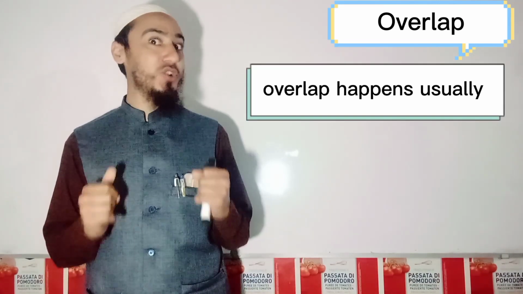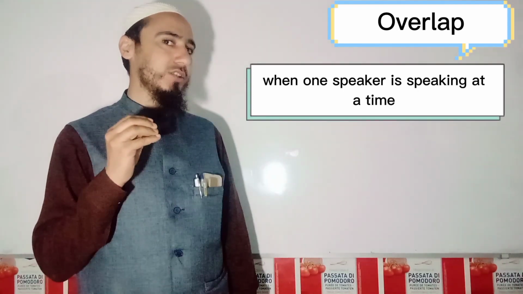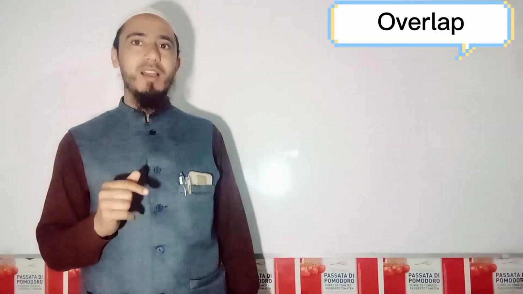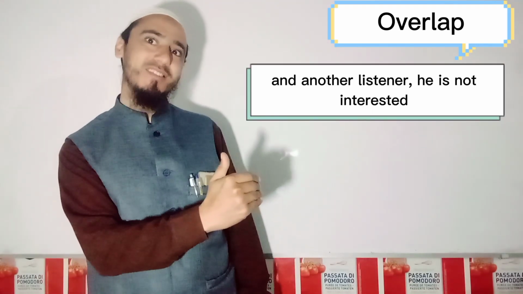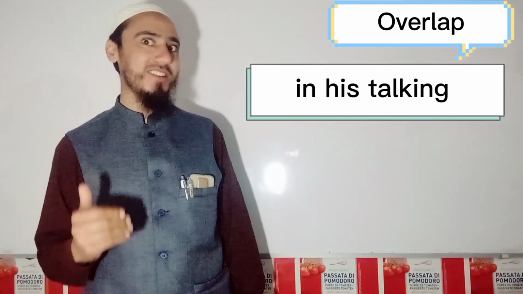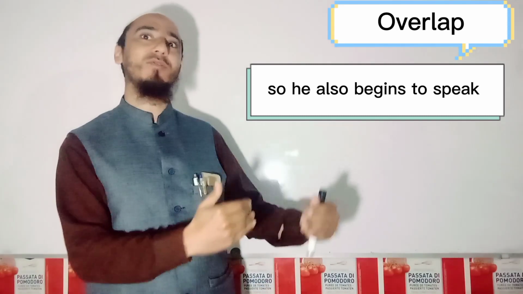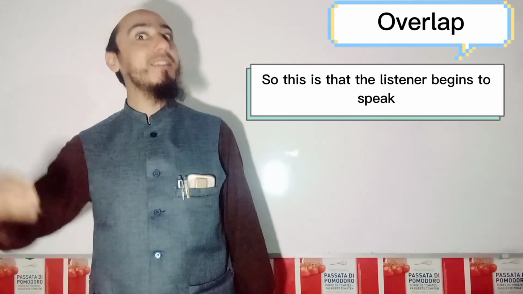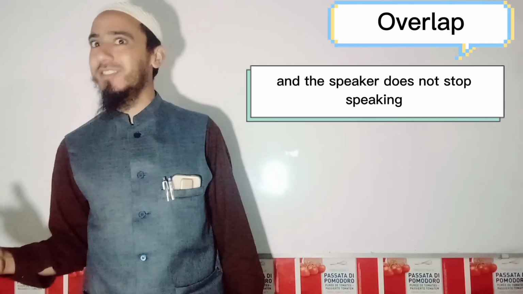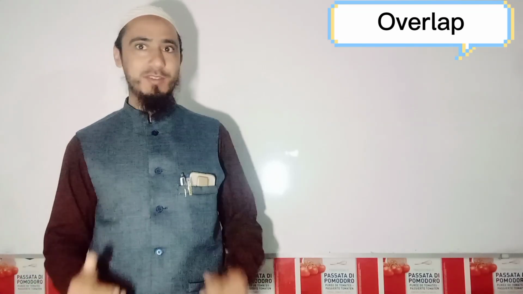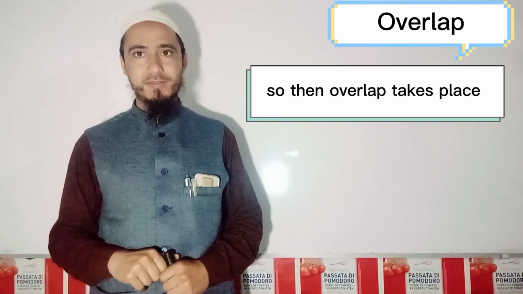Overlap happens usually when one speaker is speaking at a time and another listener is not interested in his talking, in his response. So he also begins to speak. So this is when the listener begins to speak and the speaker does not stop speaking. So then overlap takes place.